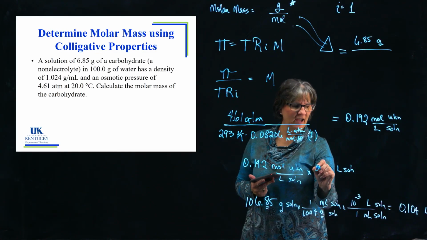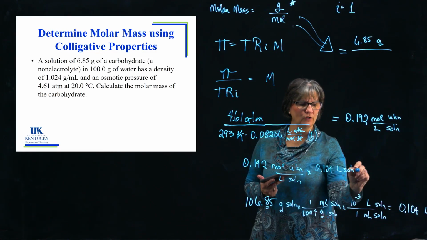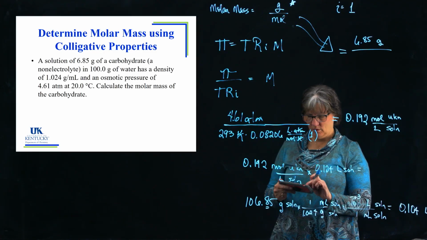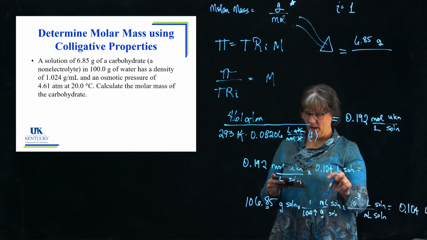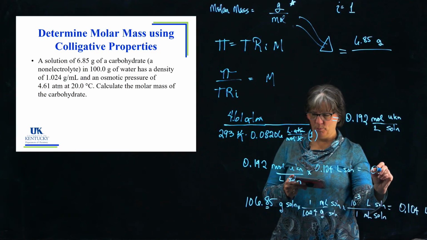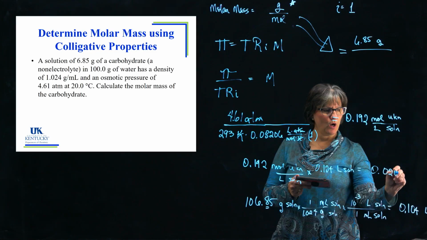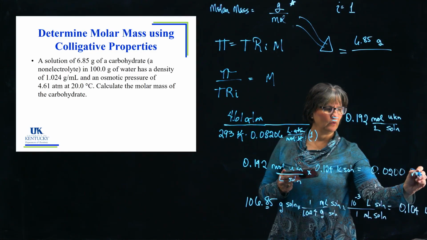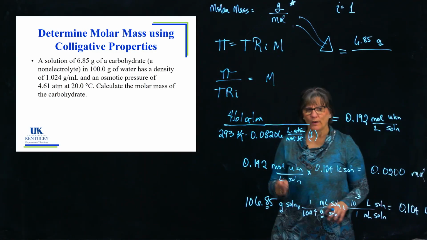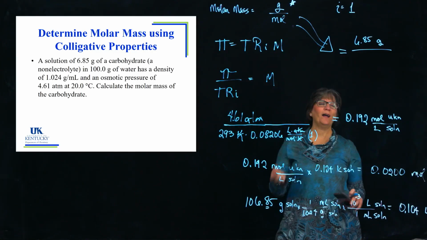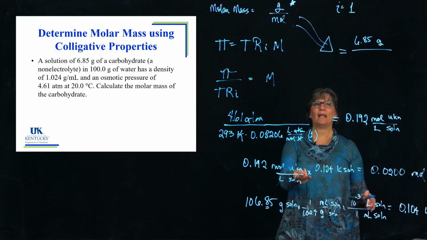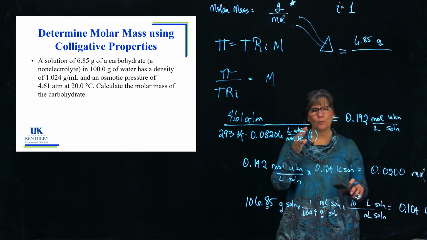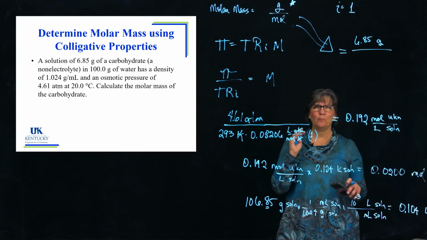So now I know that I have 0.104 liters of solution, and I can take the 0.192 and multiply it by that value, and I have 0.0200. The liters are canceling, and moles is my answer. Now, whenever I get to an equal, I like to stop and think, why did I do all that? What was the reason I was doing that? And I have to go back up and start thinking about, what am I calculating? So I read the problem. It says we are calculating the molar mass.